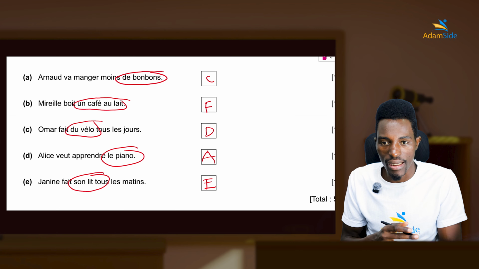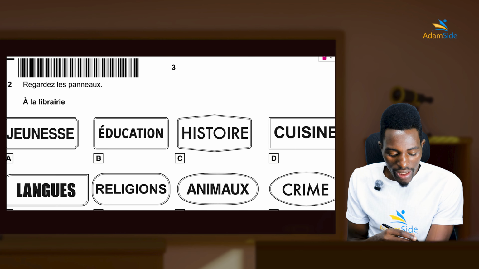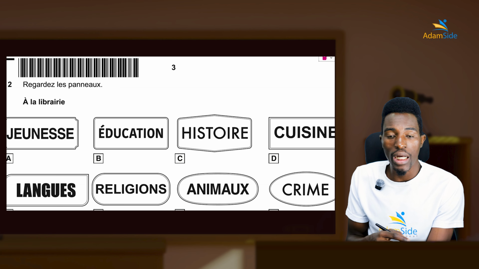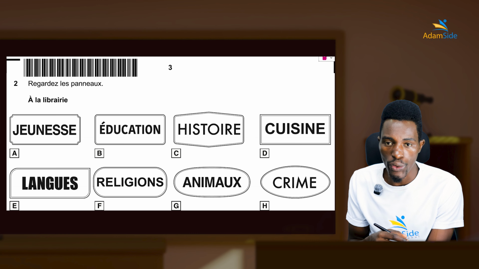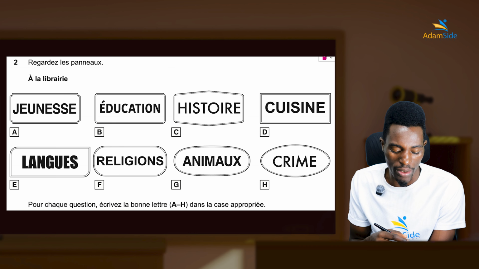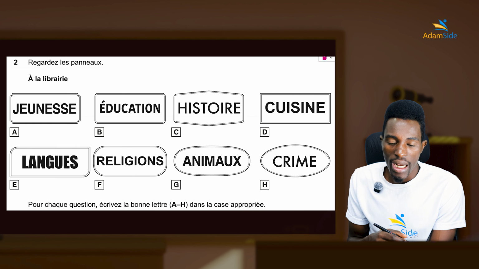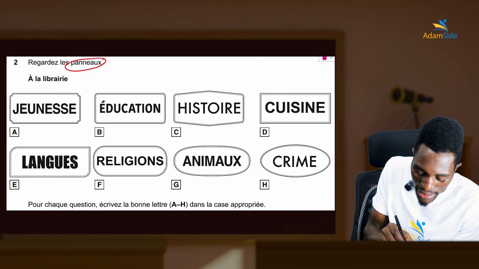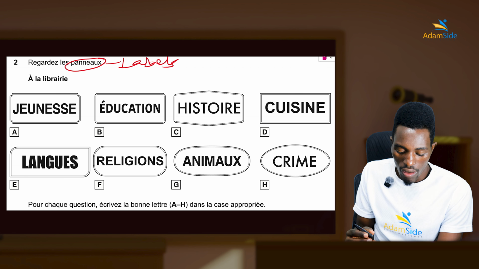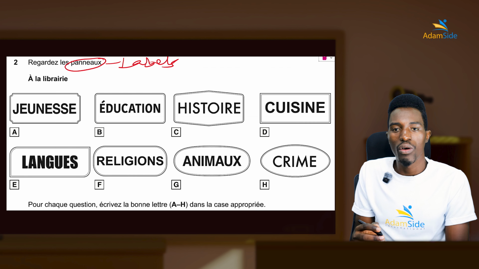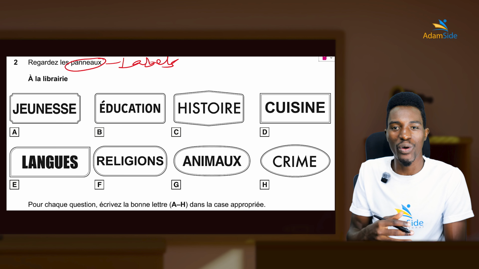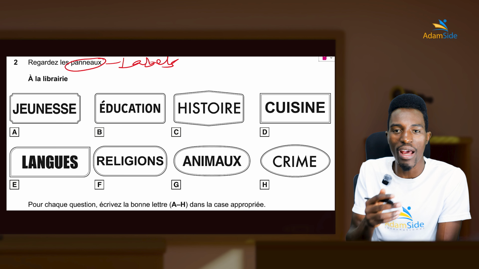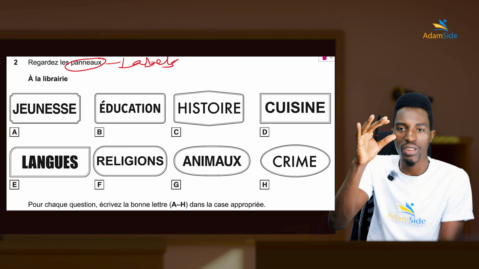Let's go then and see question number 2. Question number 2 also tests vocabulary understanding. How do you understand the French vocabulary? Here they just say regardez les panneaux. Les panneaux, c'est-à-dire labels. Like if you go to the supermarket, to the salon, you will see labels. Even not only in the salon, everywhere, they just put labels.